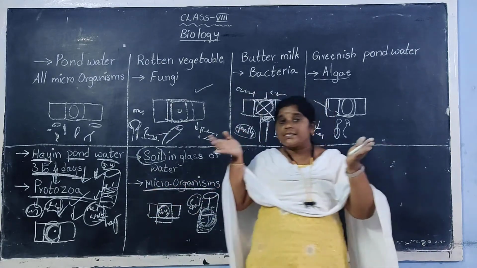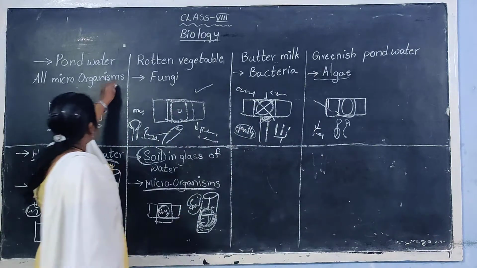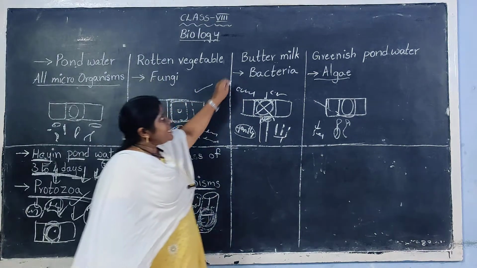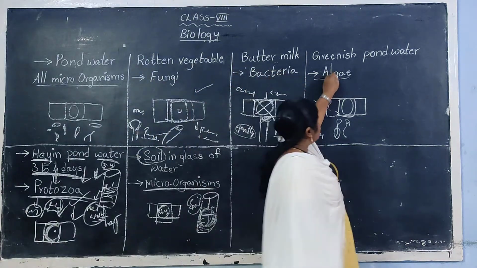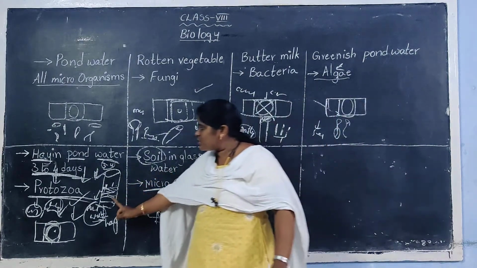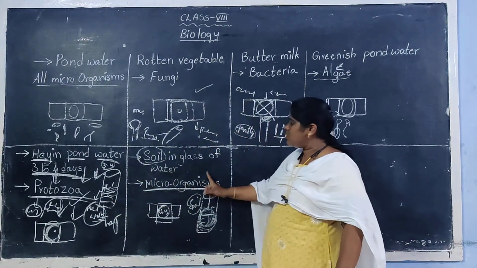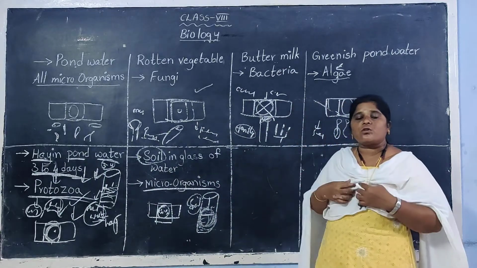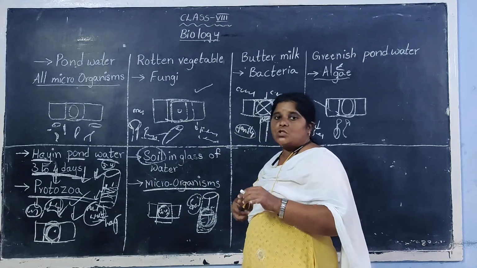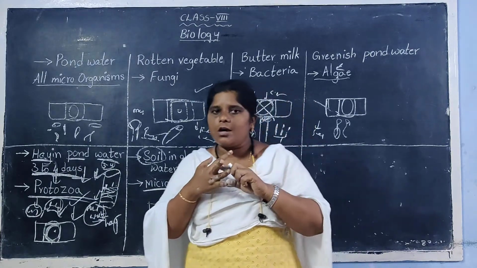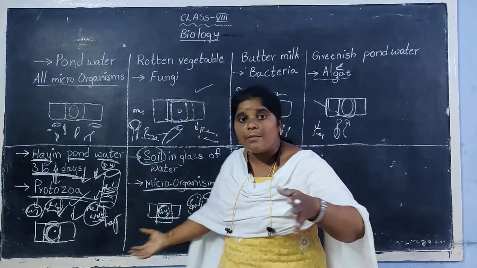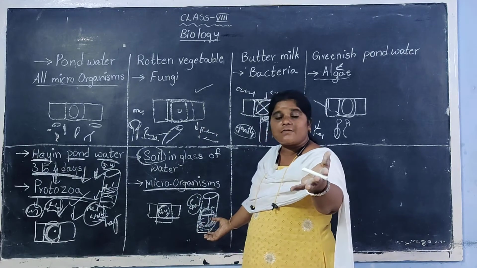So in this way, what is happening? We are observing all kinds of microorganisms: pond water, fungi through rotten vegetables, bacteria through buttermilk, and greenish pond water. With this we are seeing algae. Hay in pond water makes you see protozoa, and soil solution will make you see that so many microorganisms are present in what? Present in the soil. So air, water, soil is the habitat for what? Microorganisms. These soil microorganisms will increase the fertility of the soil.